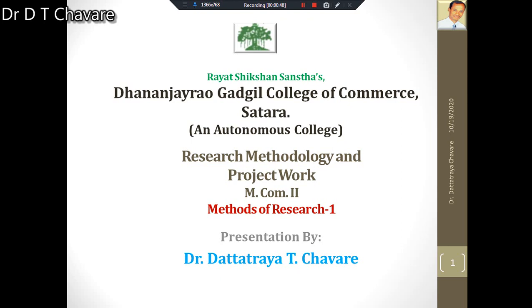Then next stage we have studied, determining the sample design. Next stage, collection of data. Then compilation and tabulation of data, then analysis of data. Then testing of hypothesis, and the second last stage, generalization and interpretation of data, and the last, report writing. In this way, these are the 12 steps, these are the 12 stages in the research process, and that research process is called scientific research process.